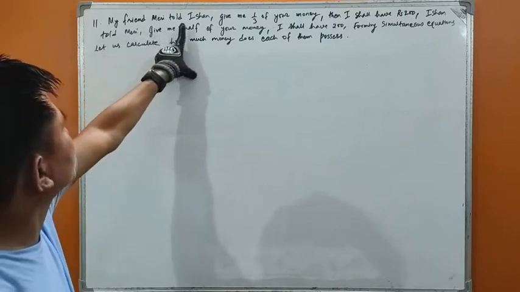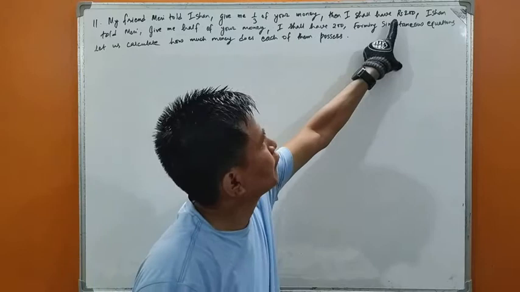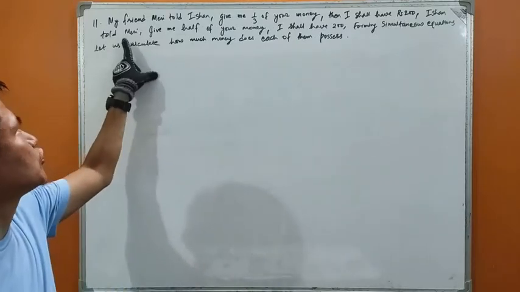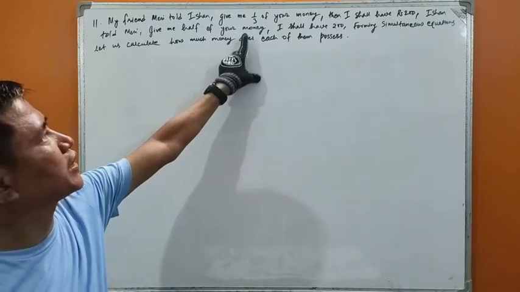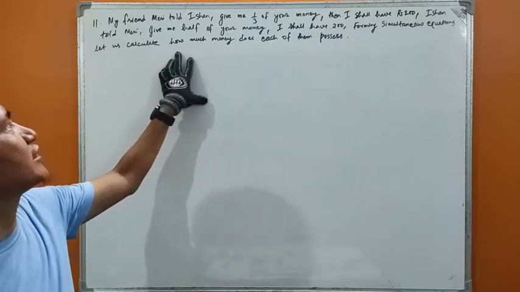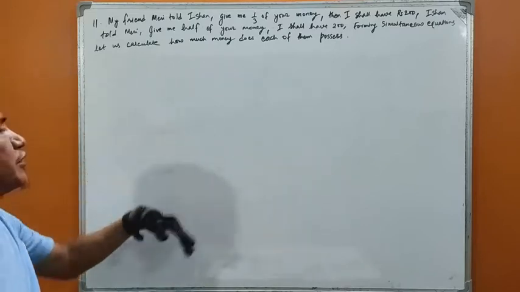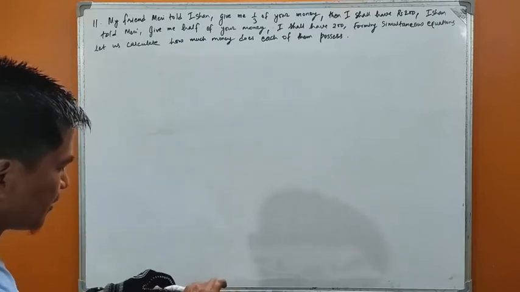My friend Mary told Ishan, give me 1/3 of your money, then I shall have rupees 200. Ishan told Mary, give me half of your money, I shall have rupees 200. Forming simultaneous equations, let us calculate how much money does each of them possess. Okay, this is a very simple question. You can understand very easily.